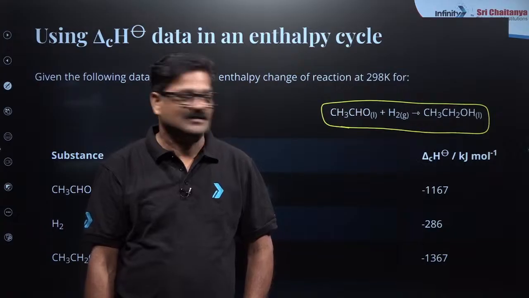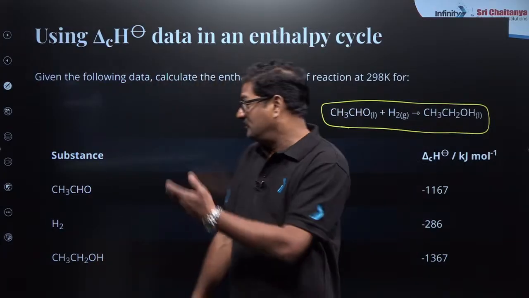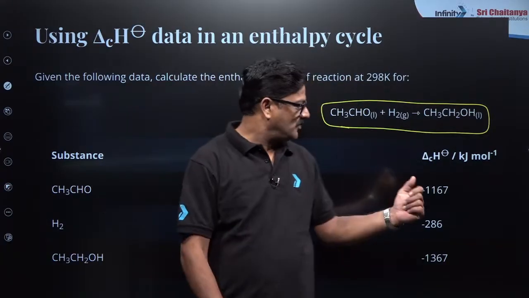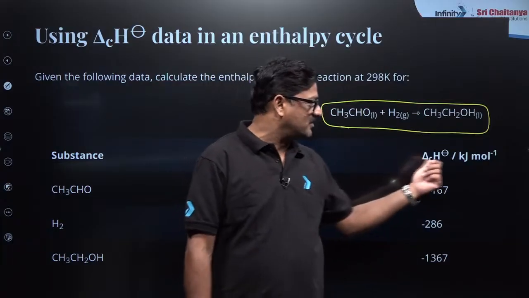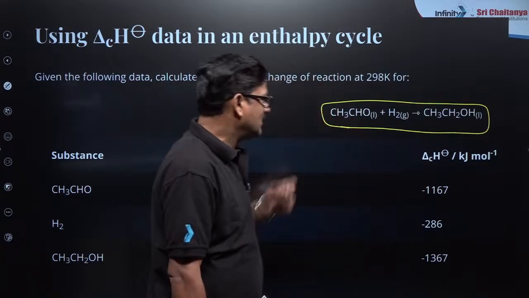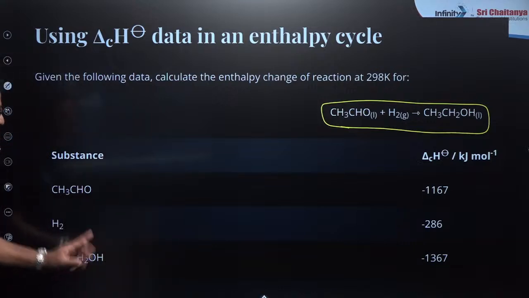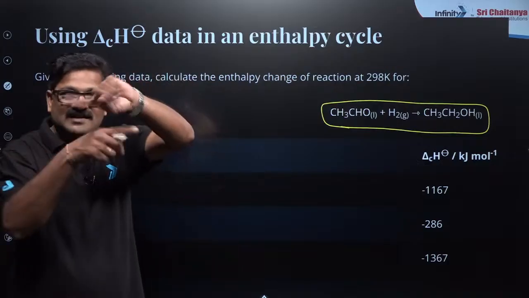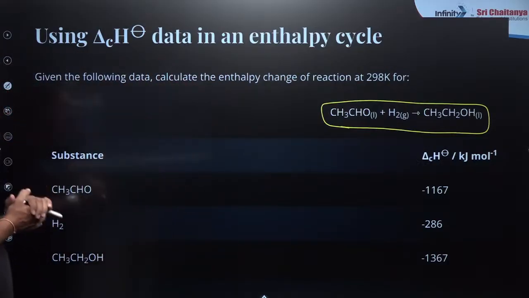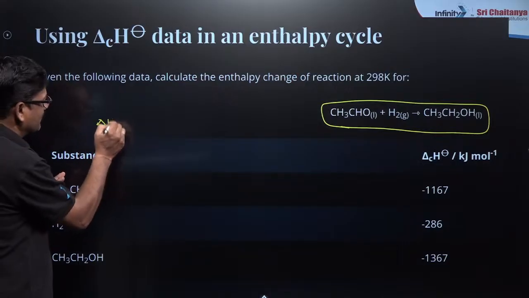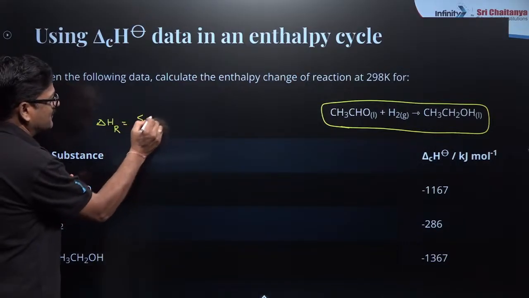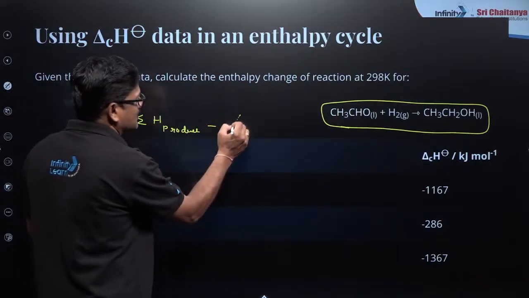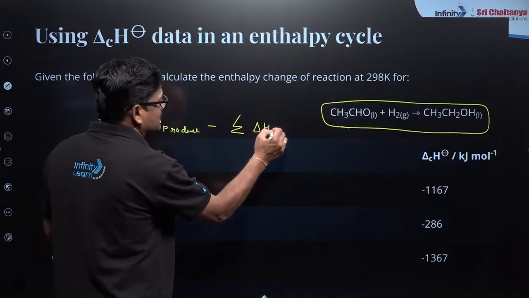Yes. So this is the data of CH3CHO -1167, H2 -286. This is enthalpy of combustion values, no? And this is CH3CH2OH and 1367. You can also do it this way. Enthalpy of combustion values are given, so enthalpy of reaction is going to be the sum of the enthalpies of products minus the sum of the enthalpies of the reactants.